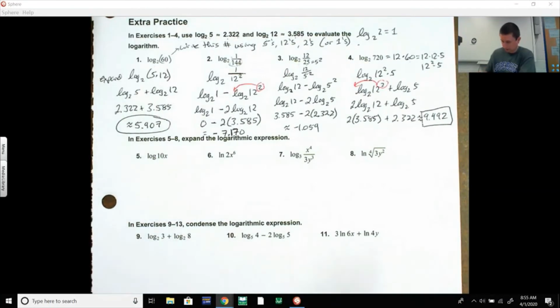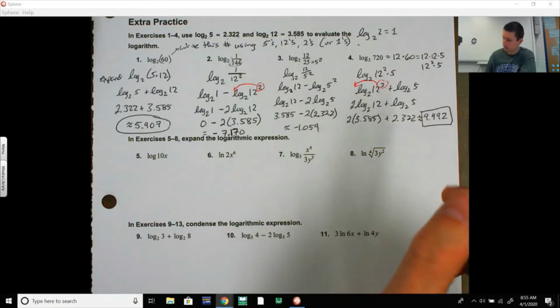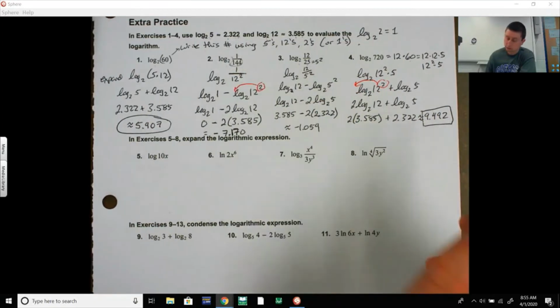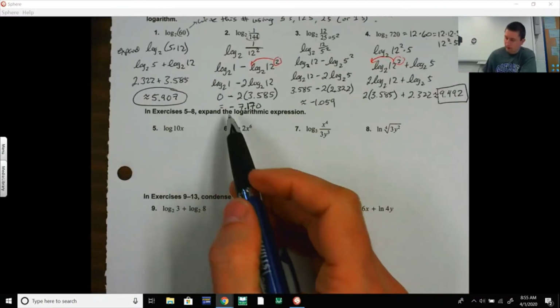Alright. Tricky part there is sometimes knowing how to break those numbers up. So if you need help with that, send me what number you have, send me what numbers you can use. I'll help you out. So expand the logarithmic expression.